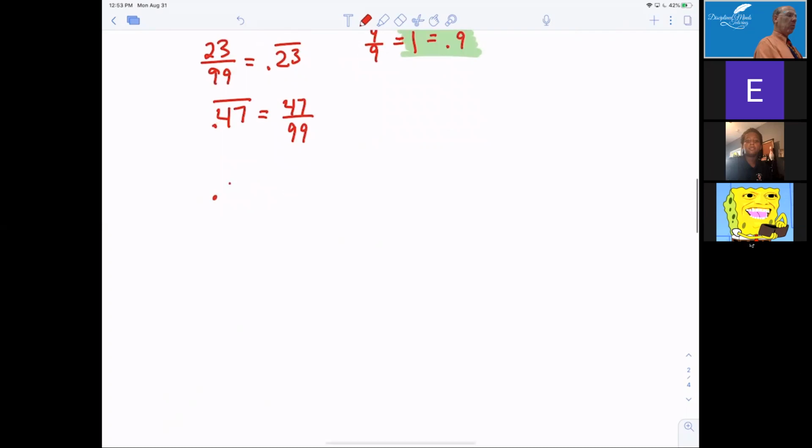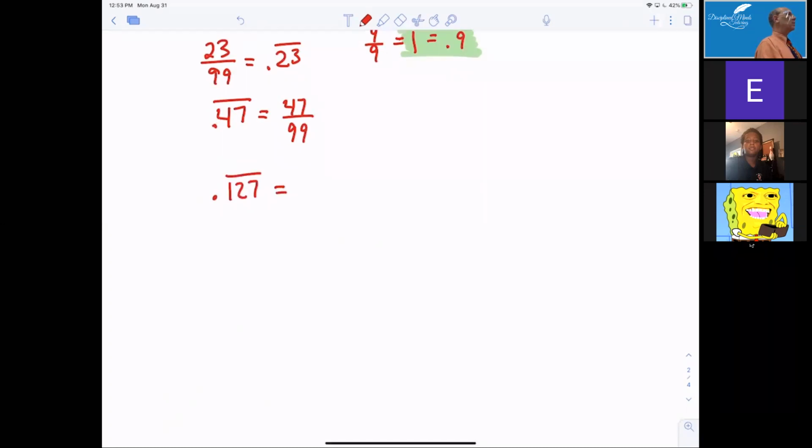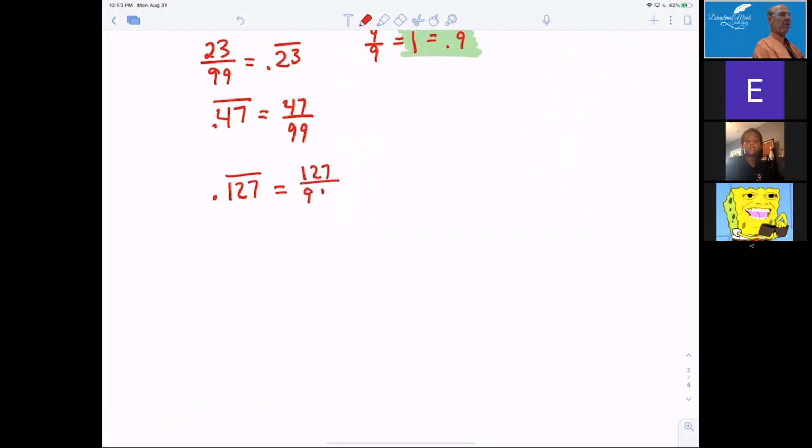What if I said 0.127 repeating? What fraction is that? Come on, Ethan, what fraction is 0.127 repeating? Tell him. Well, it's 107 repeating over 99. 127 over 999. Ethan, this is what I'm talking about. You got to pay attention. All right, you got to look up here. You got to follow along. You cannot be distracted. That is the answer.